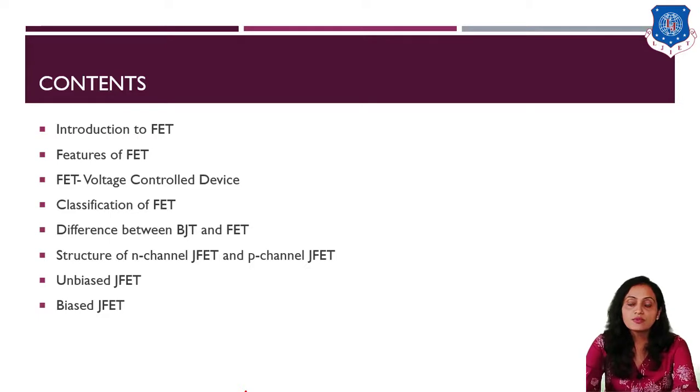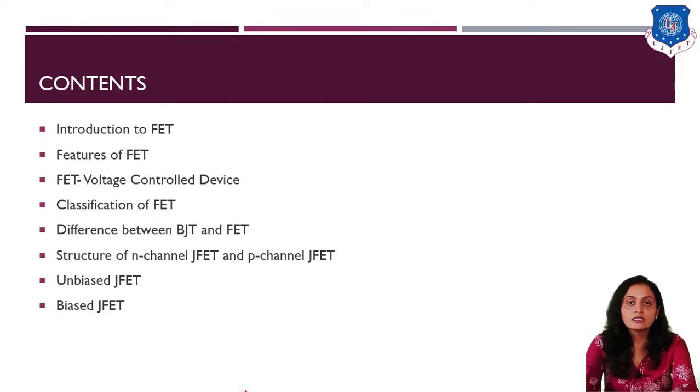Then we will see some of the features of FET. Then we will see why FET is called the voltage control device. Then we will see the classification of FET. What is the difference between bipolar junction transistor and field effect transistor? And then the structure of N-channel JFET and P-channel JFET. These are the two types of JFET.